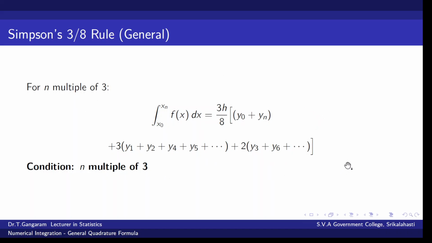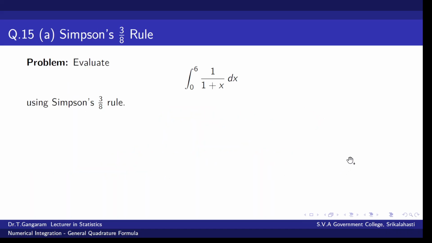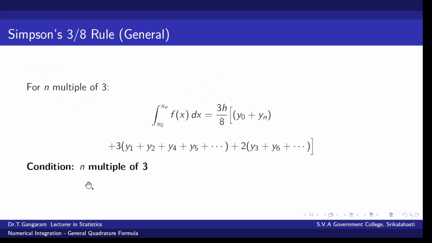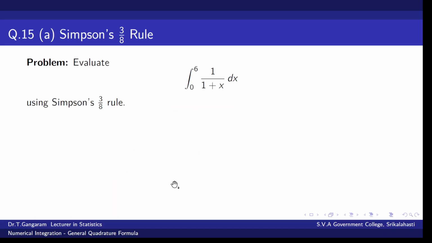Remember this formula for examination purposes. Here the condition is that n must be a multiple of 3. We need to take 3 intervals, n is equal to 3 or n is equal to 6 or n is equal to 9, like that.